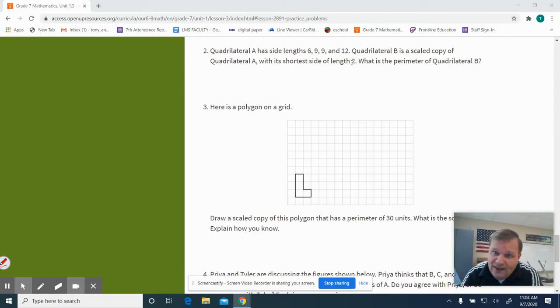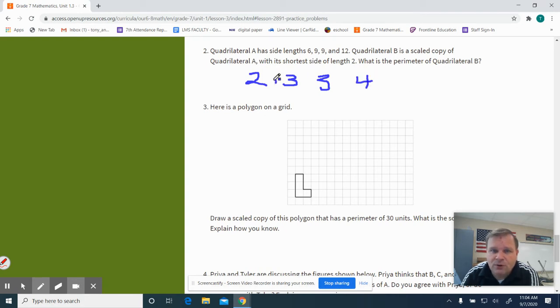So now if we have a side length of 2, that means all of these should be scaled down by 1/3. So a third of that would be 2, a third of that would be 3, a third of that would be 3, and a third of that would be 4.